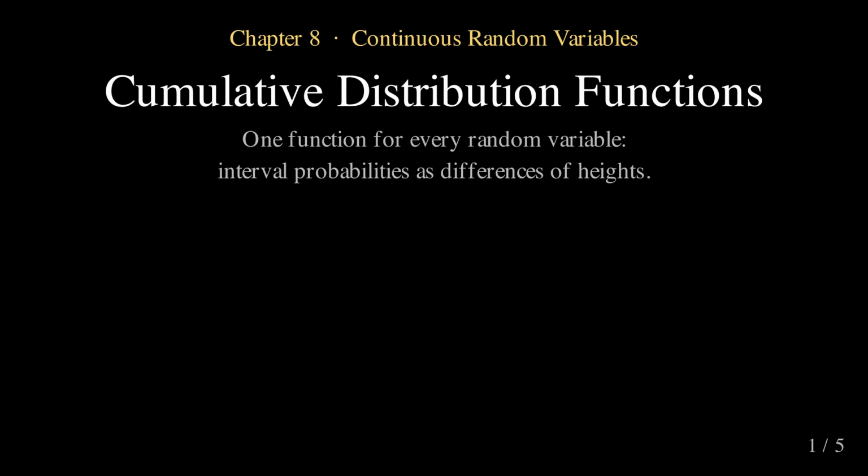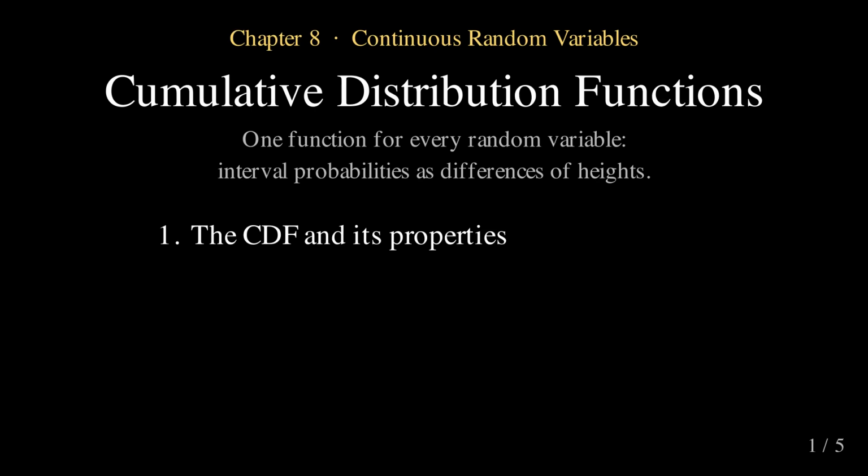Last video, sums of discrete random variables, closed our story of the discrete world. PMFs answered every question we asked. This video opens a new chapter, because the discrete world is not enough. Noise voltages, waiting times, and signal amplitudes range over a continuum, and no list of values can hold them.